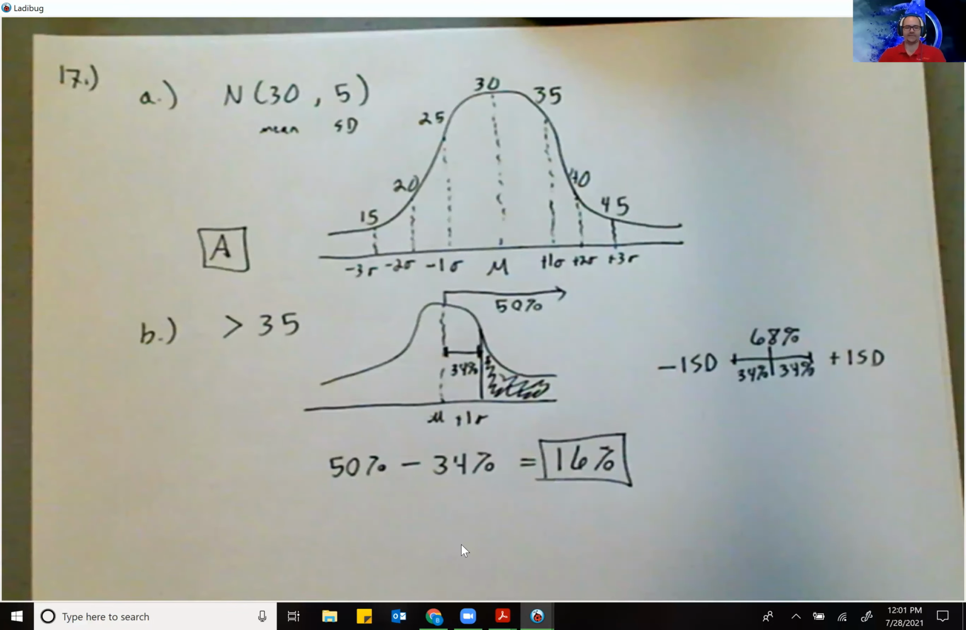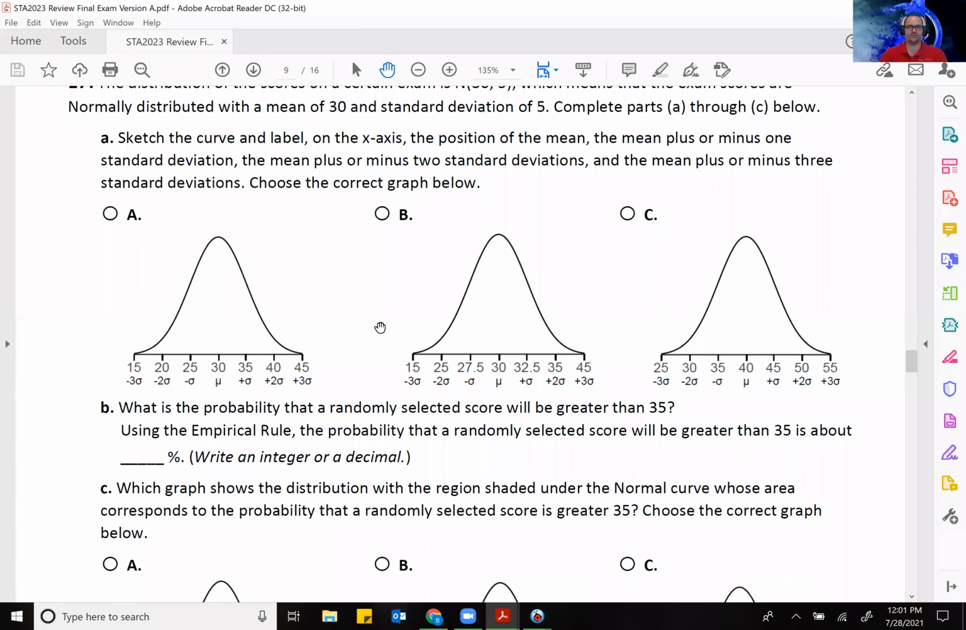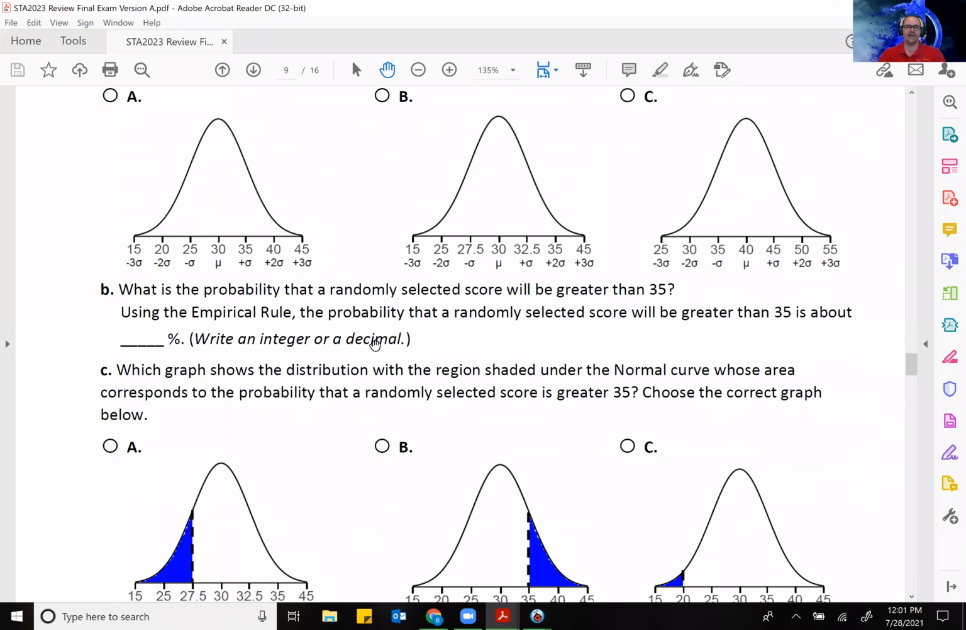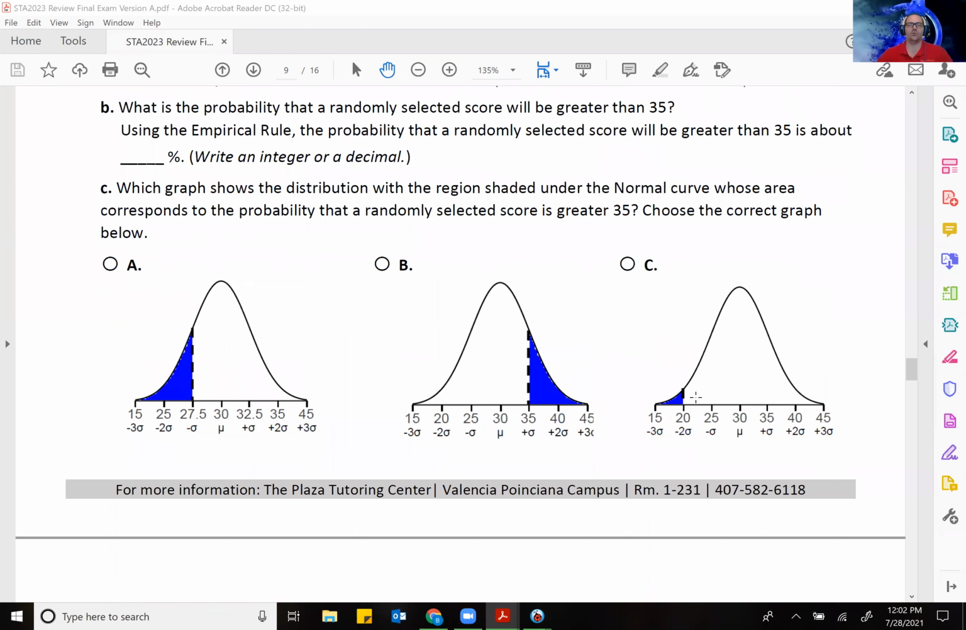All right, let's go back. Let's make sure that we answered this entire question. So it says write it as an integer or a decimal. So we got 16. So all good. Then part C is after the graph. So which one of these graphs represent what we just did? B. Perfect. So part C is B.